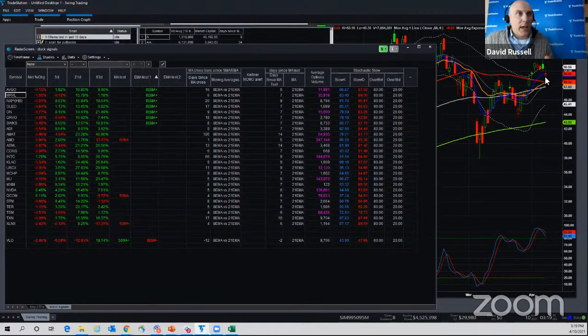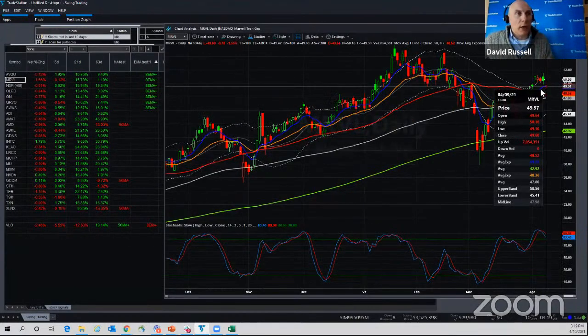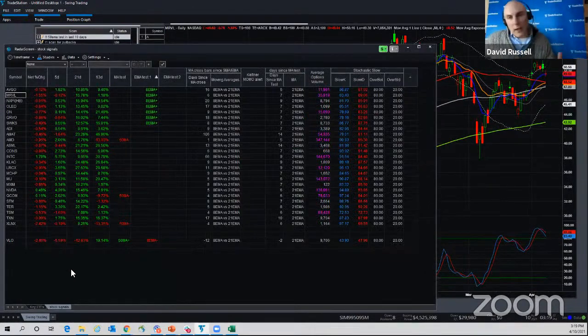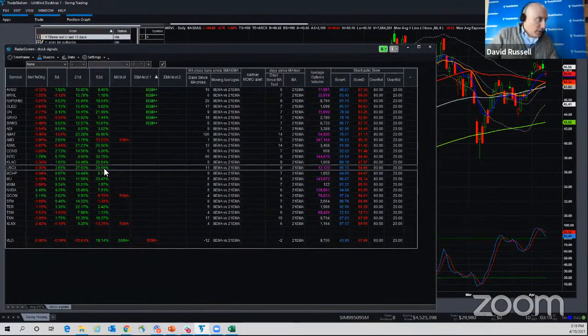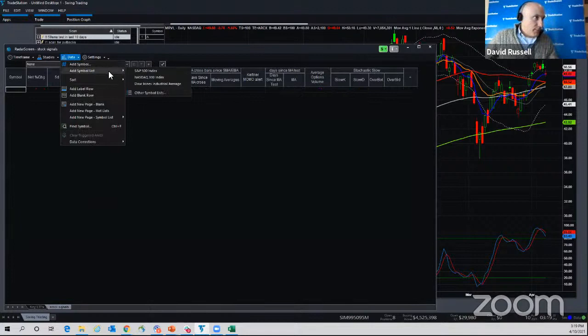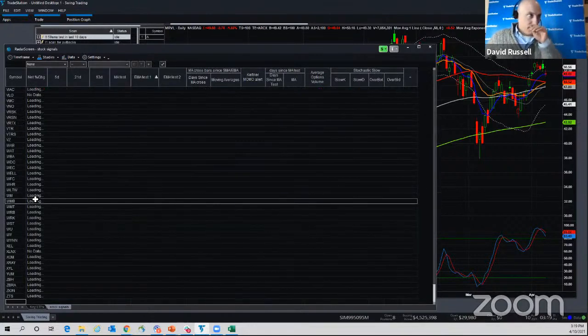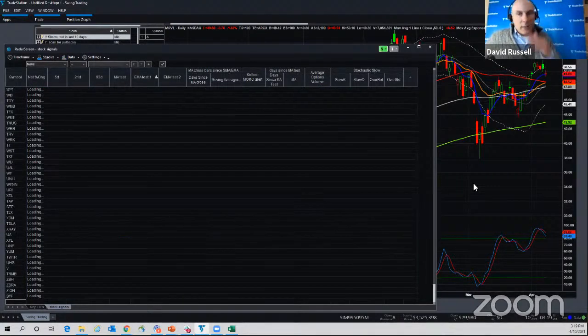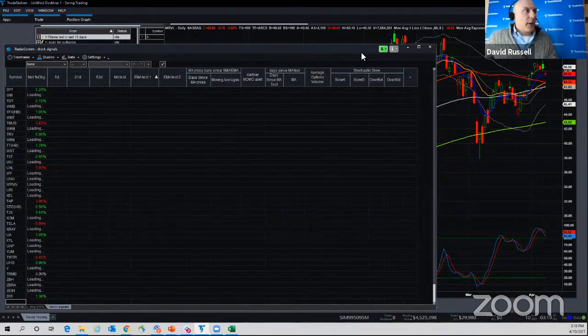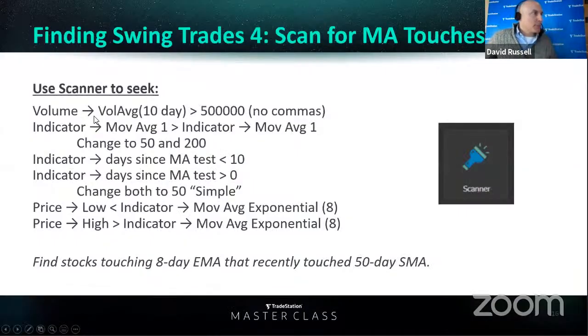Like, for example, this stock was actually touching the moving average, that blue line. But if I want something that recently touched, let's just reload, erase all this, go to data, import symbol list S&P 500. Okay, what if we wanted a stock that pulled back and is starting to bounce? This is an indicator we can use for that.